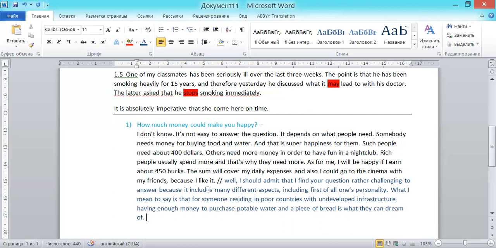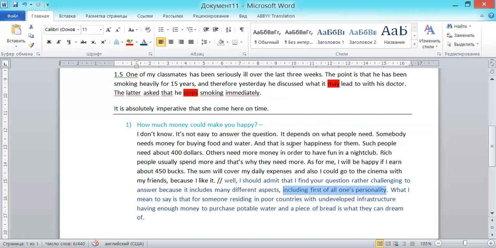Let's take a look at the sentences. Well, I should admit that, this is a leading phrase. I always say that it's good to start any sentence with something like this. I find your question rather challenging. These words express the idea that it's not easy to answer the question because it includes many different aspects. At this point, you explain why you believe it's difficult to answer the question, and also you particularize what exactly is difficult about it.